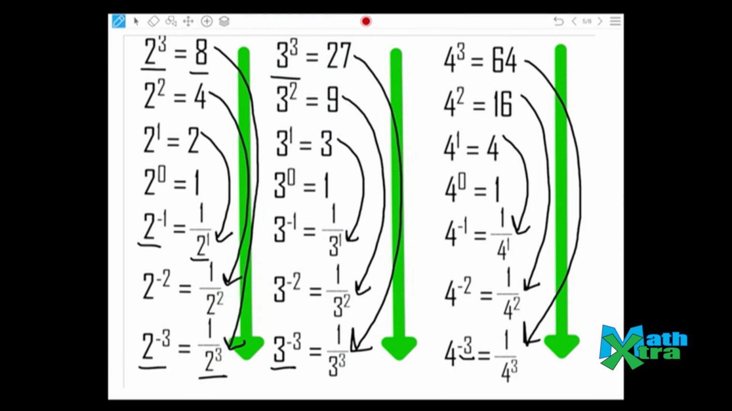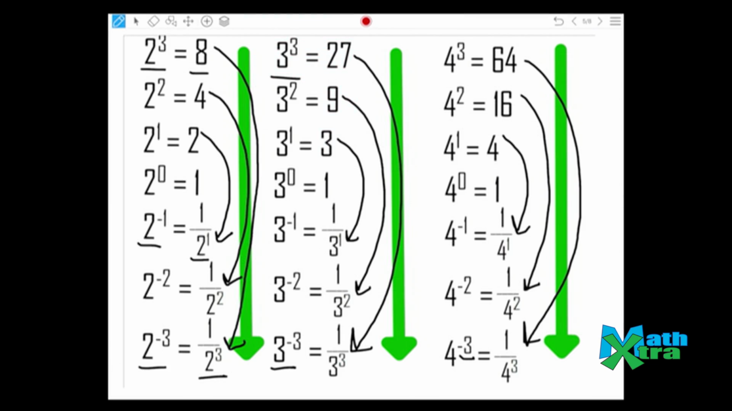So, I am seeing that if I have a base to a negative power, that base is now flipping and that exponent is becoming positive. I'm going to say that again. When I have a base to a negative power, the base is now flipping and then the power, or the exponent, is becoming positive. Let's make sure you're seeing what I'm seeing.